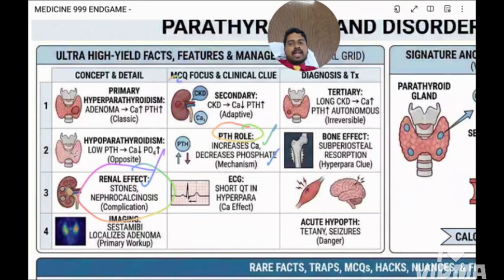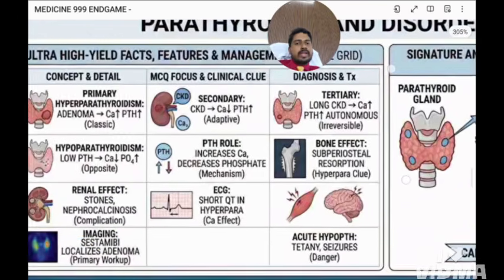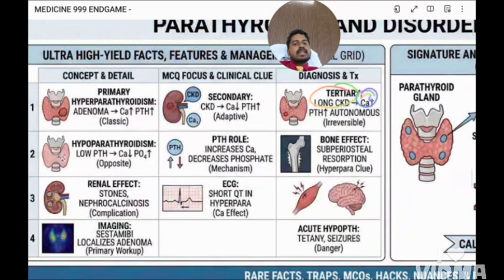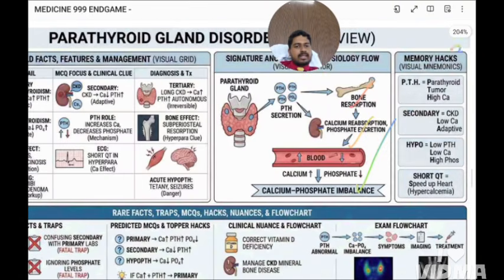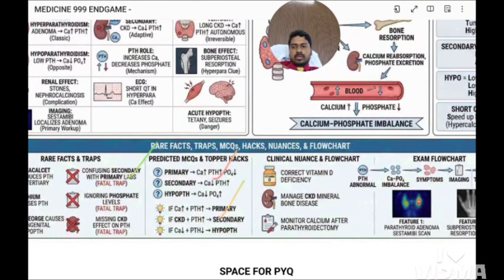These are the effects of primary hyperparathyroidism. And on ECG you will find a short QT interval in hyperparathyroidism. And this parathyroid adenoma that you see, this scan is known as the sestamibi scan. Okay, it is a radionuclide study. In long-term CKD, increased calcium because of increased PTH autonomous activity is tertiary. Bone effect, subperiosteal resorption is seen in hyperparathyroidism, and this is a manifestation of hypocalcemia. So everything is what I discussed earlier. So I think I don't have to go through everything now.